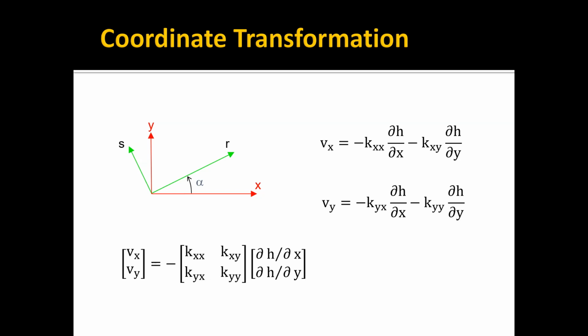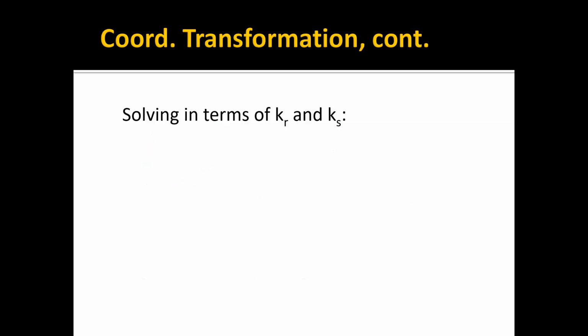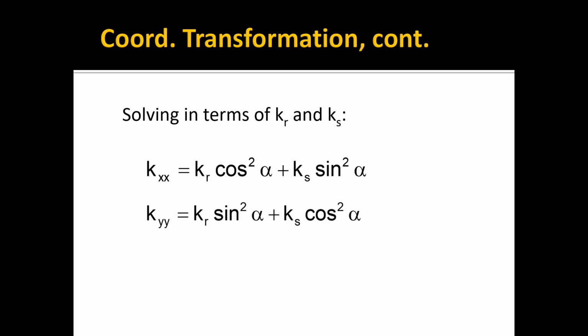But then we need to transform that into this hydraulic conductivity matrix, and there's actually a way to do that. I could show you. The derivation is rather long. It's part of a coordinate transformation, but if we just solve in terms of Kr and Ks and the angle, Kxx is equal to Kr times cosine squared alpha plus Ks times sine squared alpha. Kyy is Kr times sine squared alpha plus Ks cosine squared alpha. There's some symmetry there, as you can see. And then Kxy is equal to Kyx is equal to minus 1/2 (Kr minus Ks) times the sine of 2 alpha.